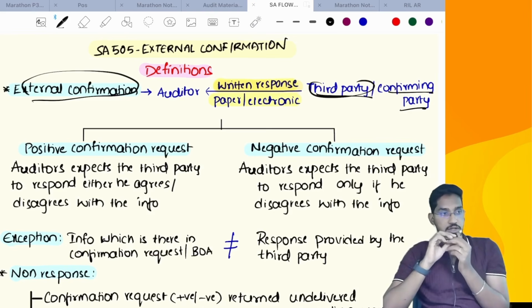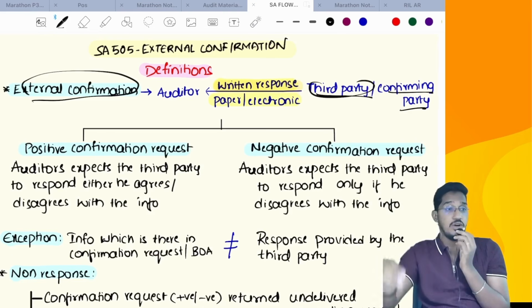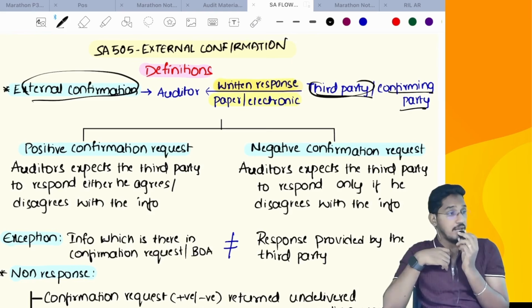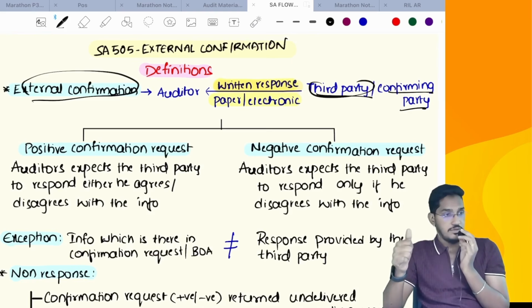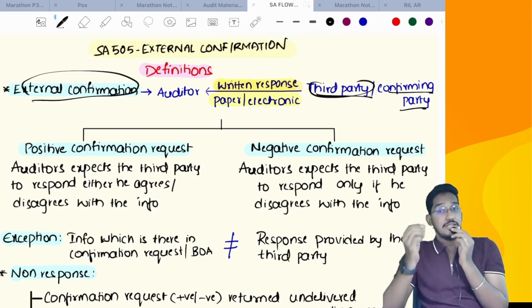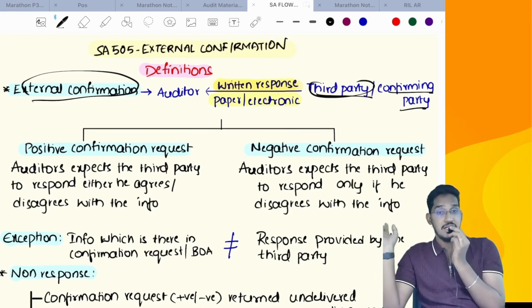What is a positive confirmation request? In your confirmation request, you are expecting the third party to respond whether he agrees or disagrees. If he is agreeing also, you are expecting a reply. If he is disagreeing also, you are expecting a reply. Then we call it a positive confirmation request. Then what is a negative confirmation request? You are expecting the other party to respond only when he disagrees.